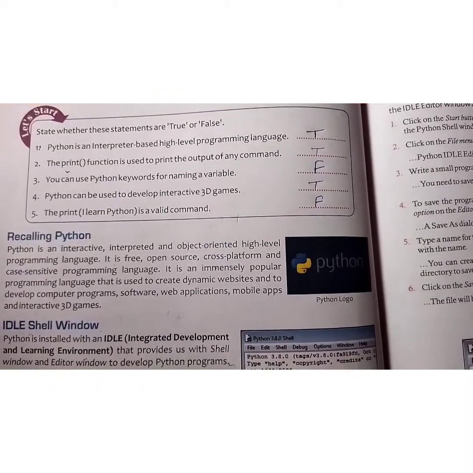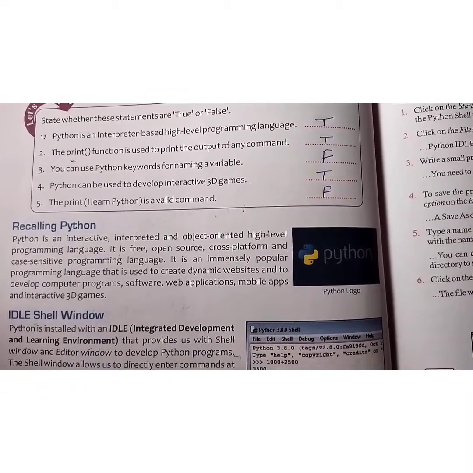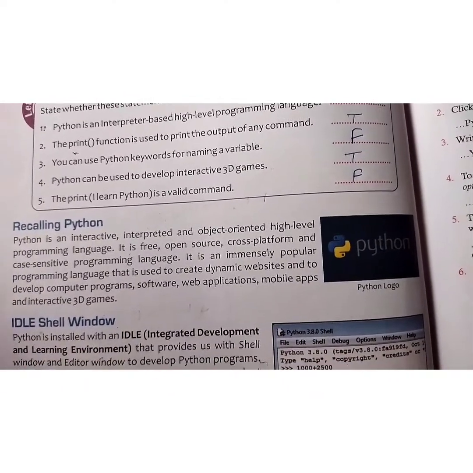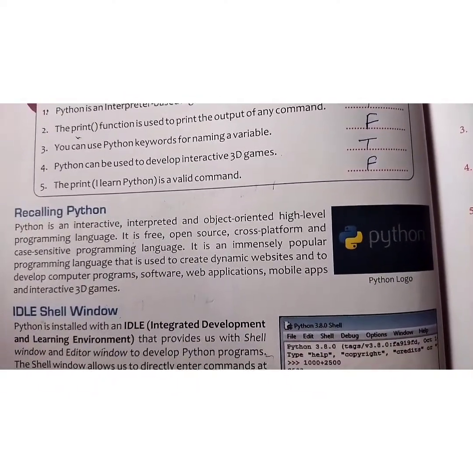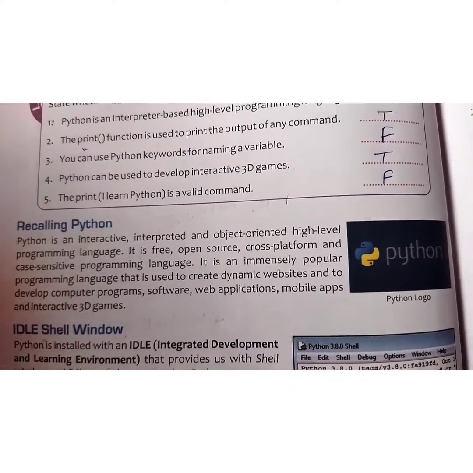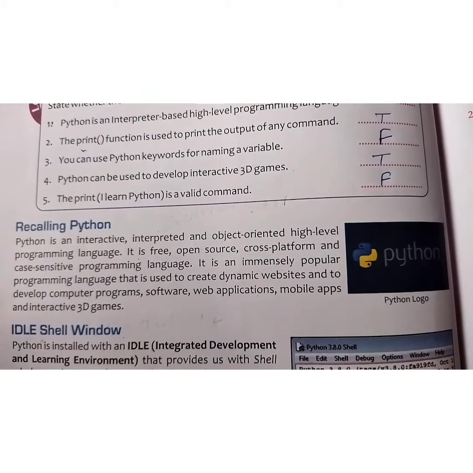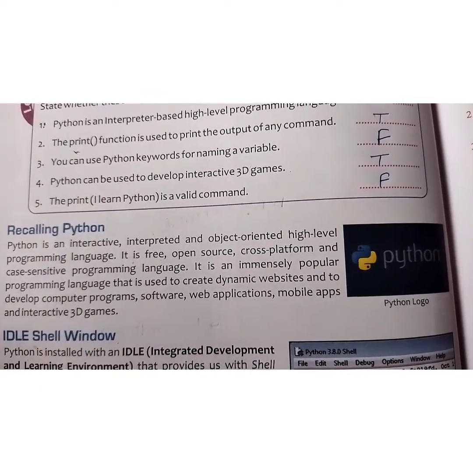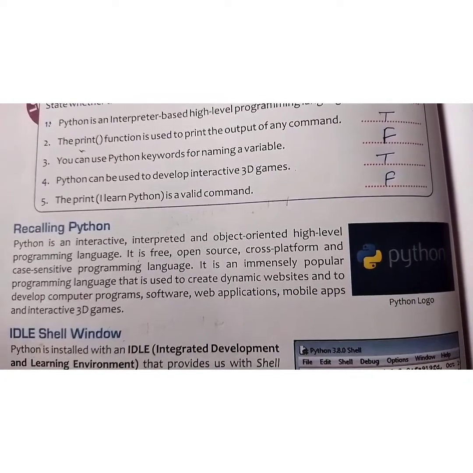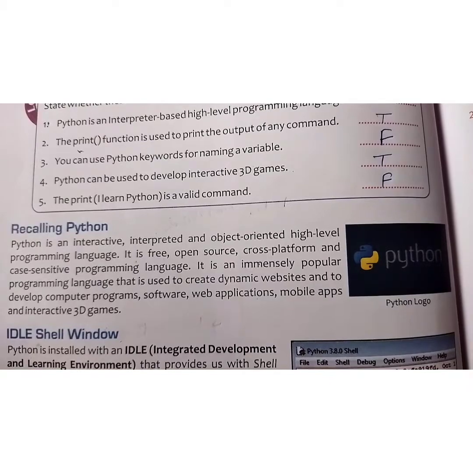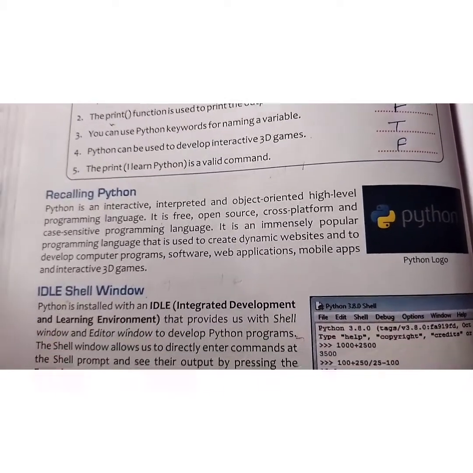So Python is an interactive, interpreted and object-oriented high-level programming language. It is a free, open source, cross-platform and case-sensitive programming language. It is an immensely popular programming language that is used to create dynamic websites and to develop computer programs, software, web applications, mobile apps, and interactive 3D games, etc.